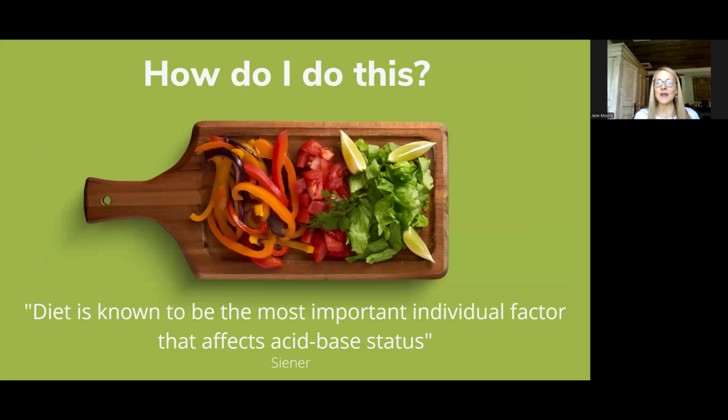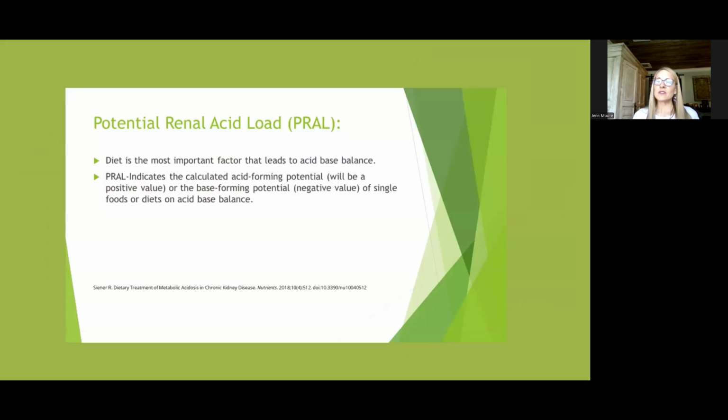So, how do you go about doing that? Well, diet is known to be the most important individual factor that affects acid base balance. It goes back to diet. So now what do we do? Okay, so now we've got to look at what we call the potential renal acid load of foods.